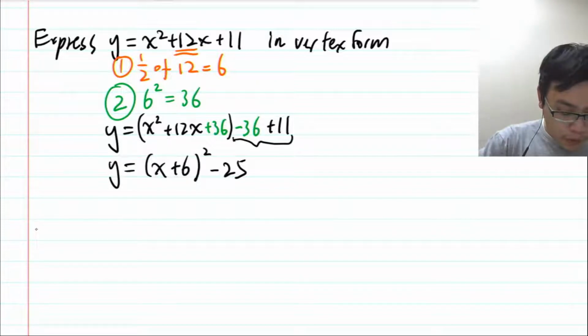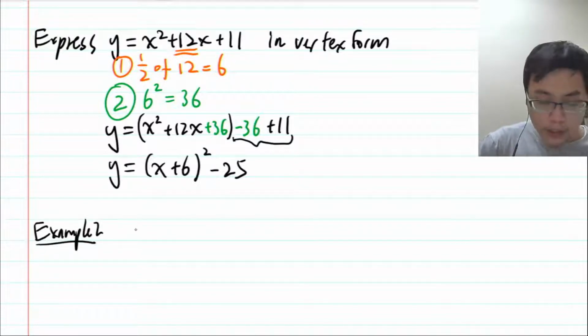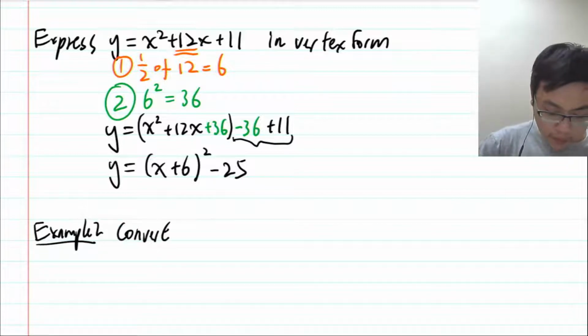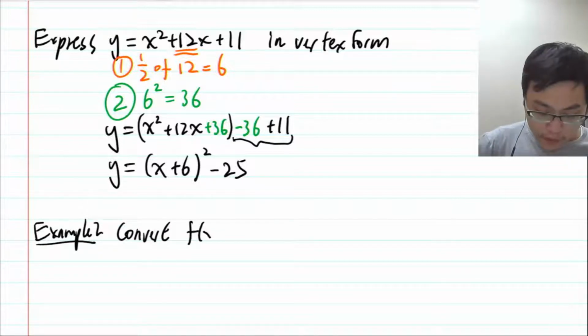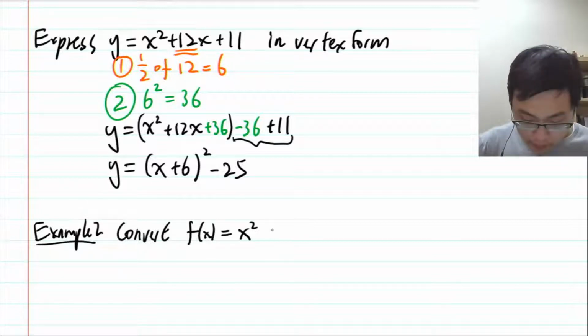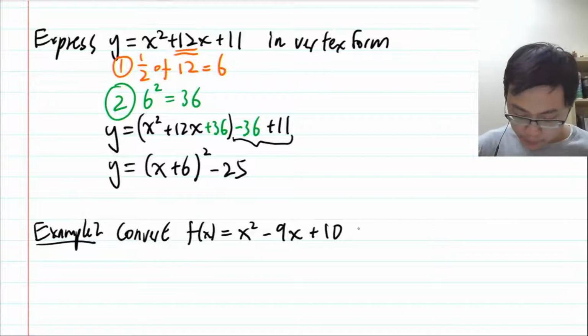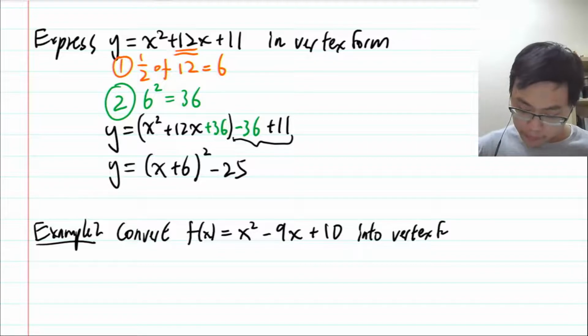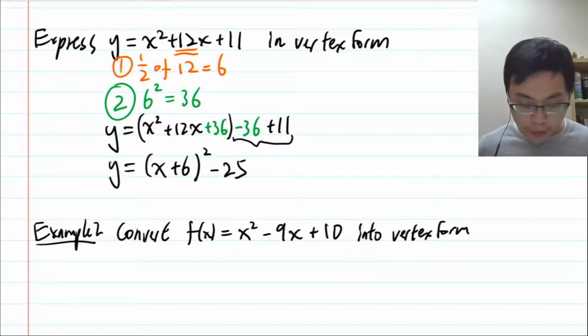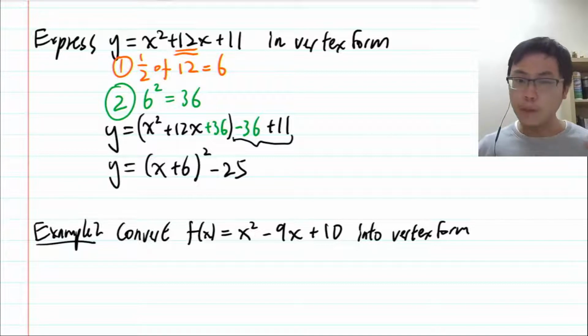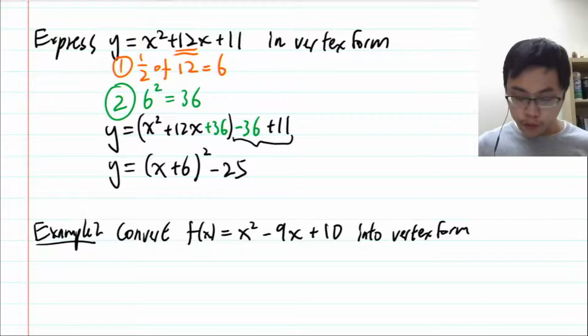Example 2. Let's convert f of x equals x squared minus 9x plus 10 into vertex form. Again, I wouldn't say it's the most difficult question, but it is a little bit tricky because b is an odd number. Now, how do we convert it if it's an odd number?